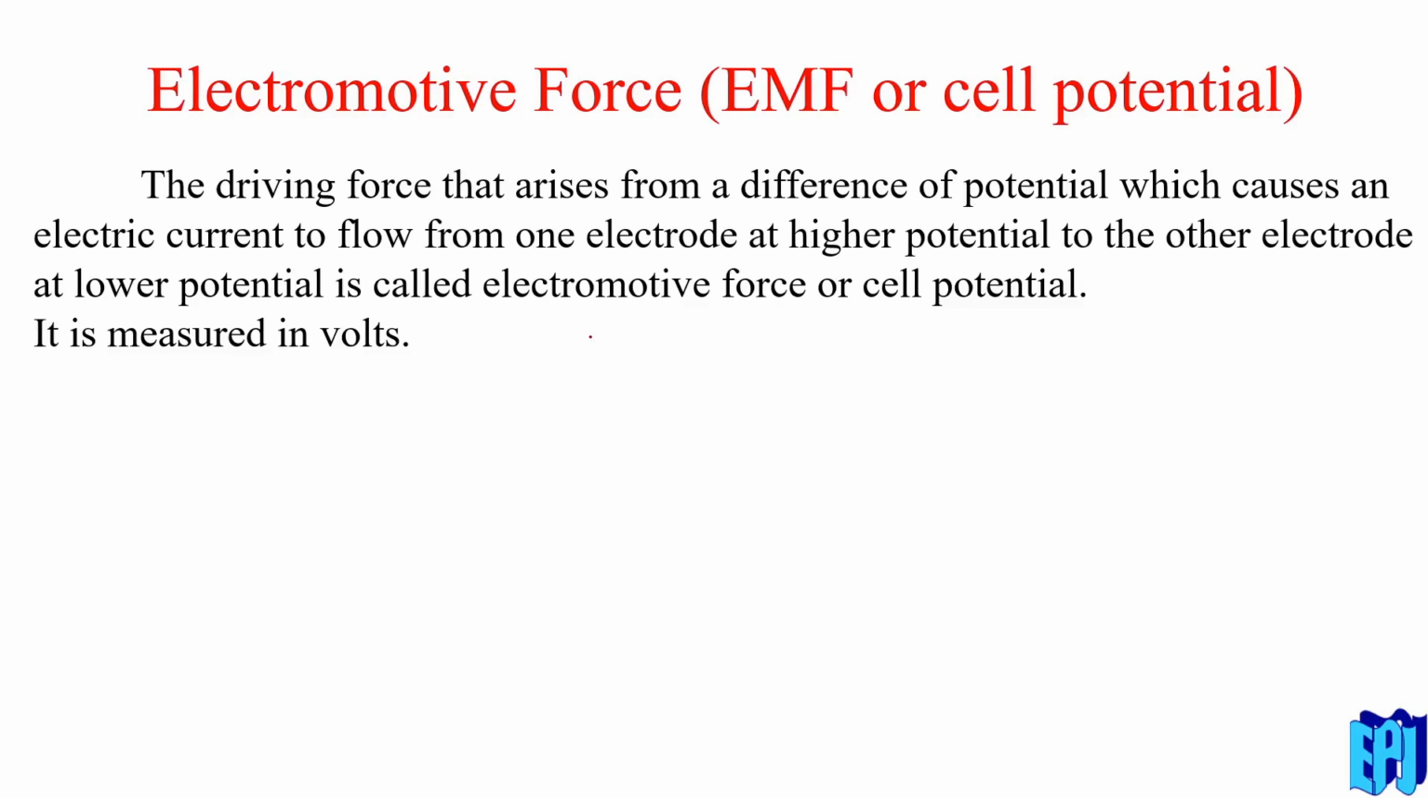And its unit is volts, and the equation is E cell equals E right minus E left, that is, E cathode minus E anode. Why E right minus E left?